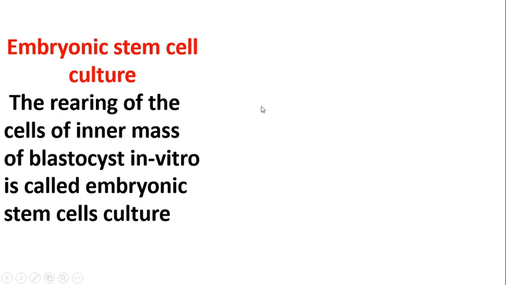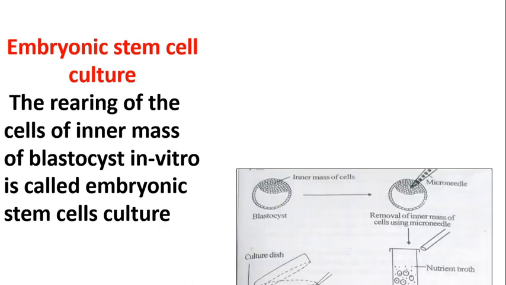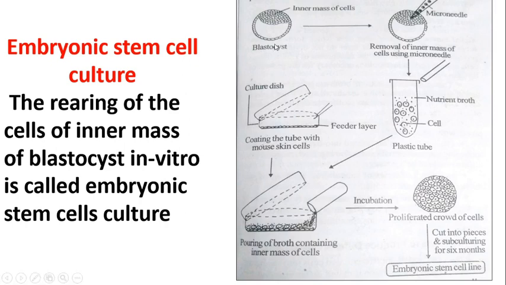Okay, now we'll pass on to the detailed study of the embryonic stem cell culture. As you know, the rearing of cells of the inner mass of blastocyst in vitro is called embryonic stem cell culture. These are the various steps involved in embryonic stem cell culture. Step 1, step 2, 3, 4, 5, and so on. So now we'll see them one by one.